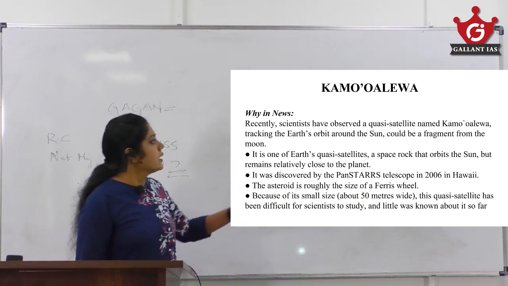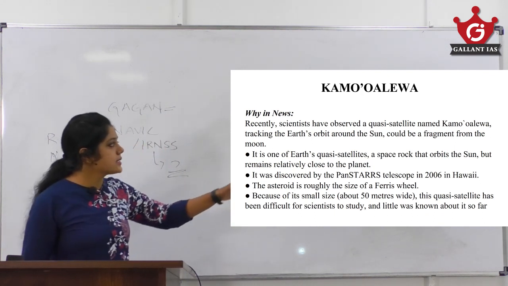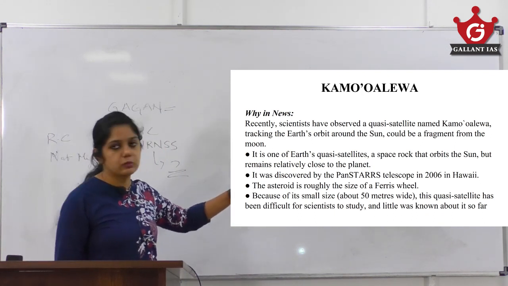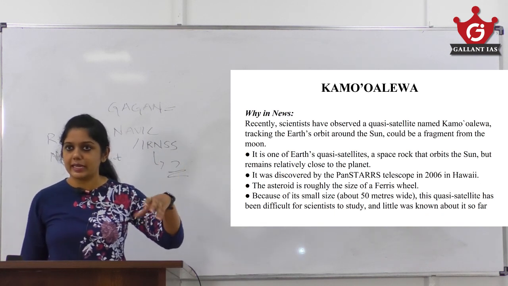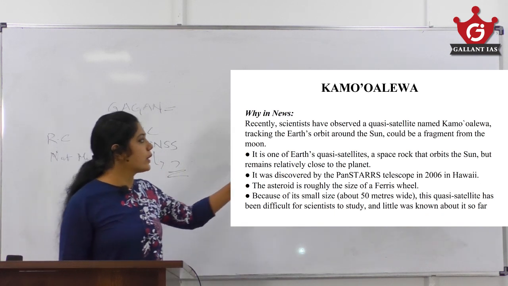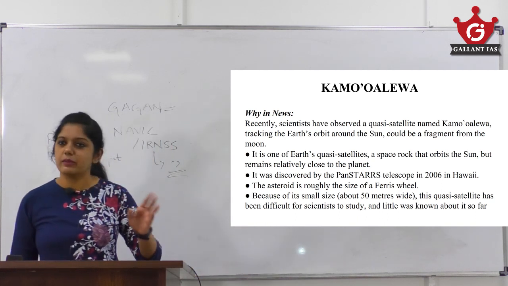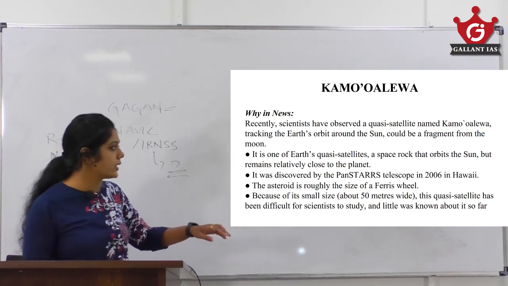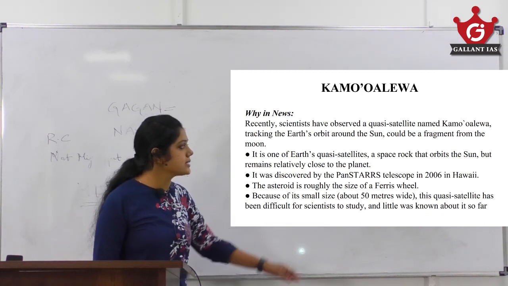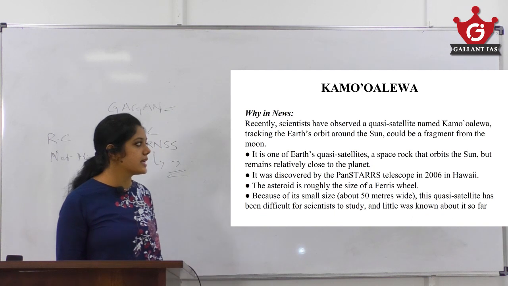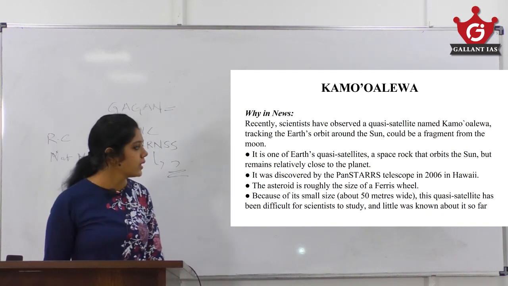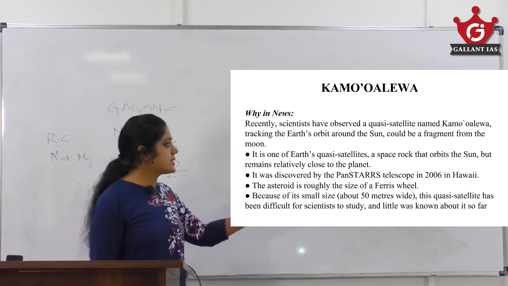So, here, Cam Oliva, tracking the Earth's orbit around the Sun, could be fragmented from the Moon. So, it is said that it might have fragmented from the Moon. This quasi-satellite may be fragmented from the Moon. And it is one of the Earth's quasi-satellites. See, totally we have 5 quasi-satellites, not so important. And it was discovered by the Pan-STARRS telescope in 2006. Pan-STARRS, it is an initiative. Pan-STARRS telescope in 2006 in Hawaii. Okay, the asteroid is roughly the size of a Ferris wheel.